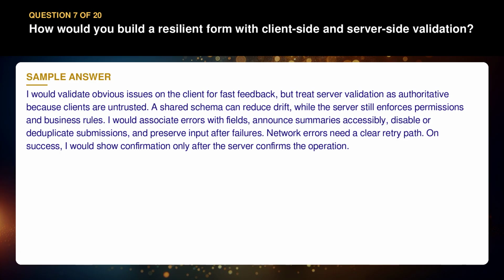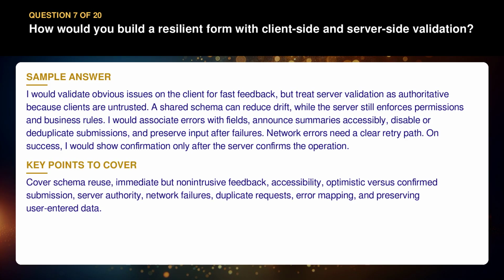I would associate errors with fields, announce summaries accessibly, disable or deduplicate submissions, and preserve input after failures. Network errors need a clear retry path. On success, I would show confirmation only after the server confirms the operation. Cover schema reuse, immediate but non-intrusive feedback, accessibility, optimistic versus confirmed submission, server authority, network failures, duplicate requests, error mapping, and preserving user-entered data.